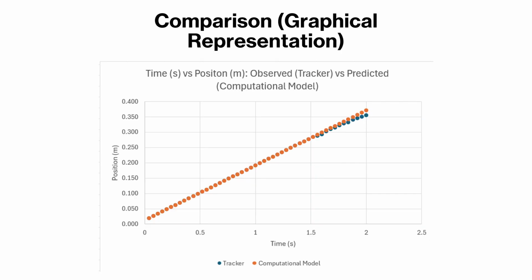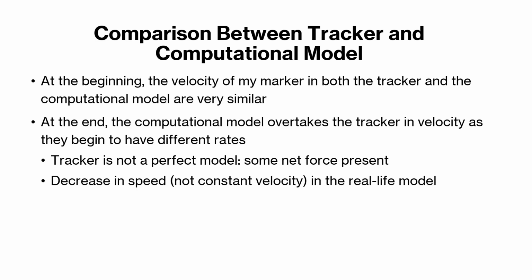Now here's a graphical representation of my tracker analysis observed versus my computational model predicted. I acquired this by inserting all my data into Excel. The position is depicted on the y-axis and is measured in meters, and on the x-axis we have the time, which is in seconds. Now let's go over the differences and similarities between the two.